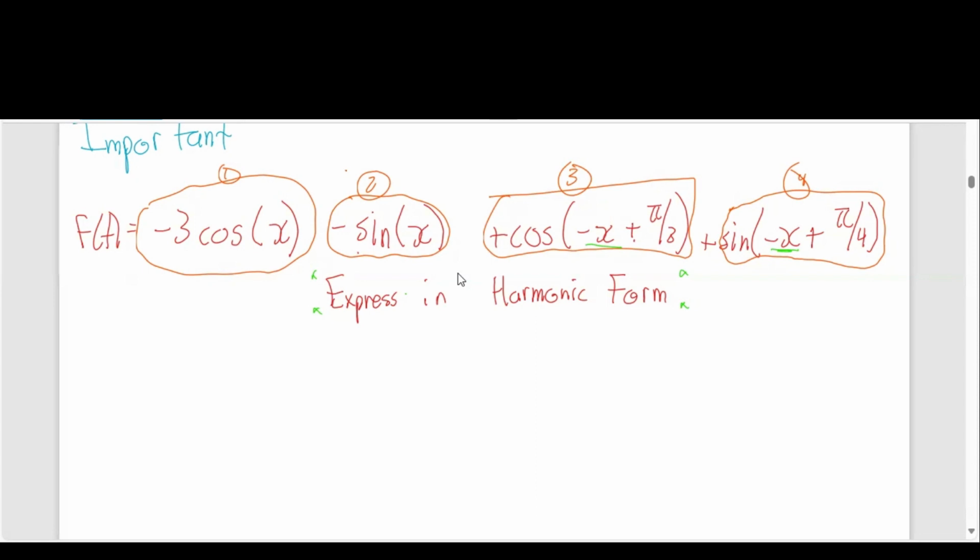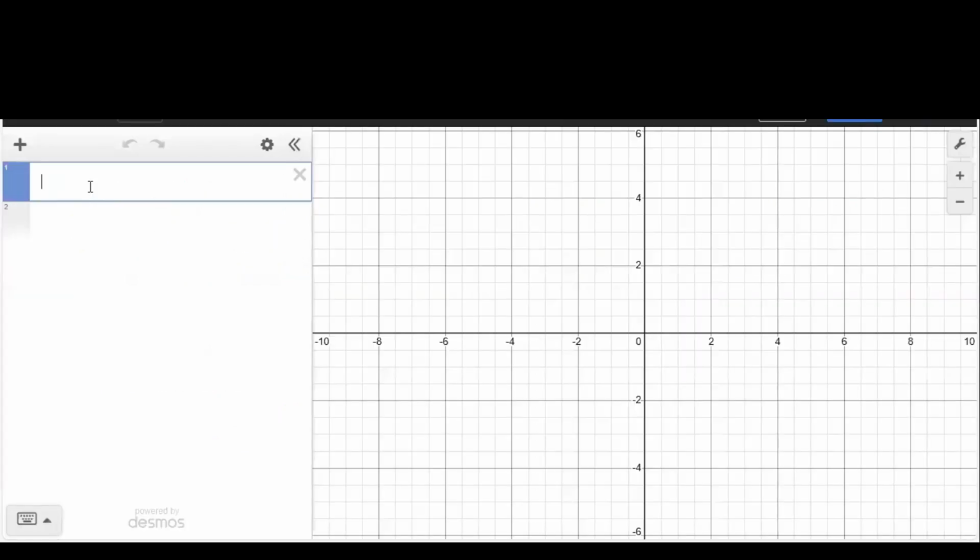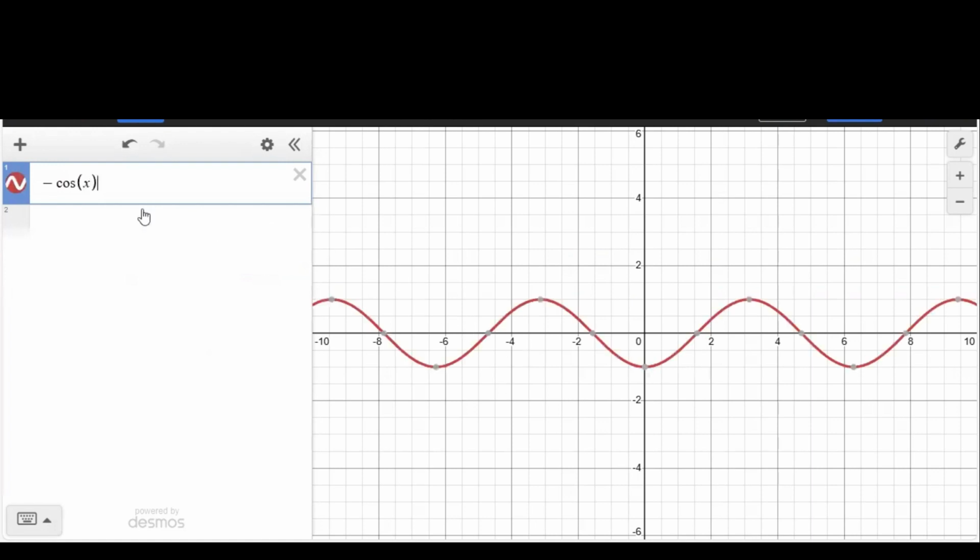So in this case, in number one, we have minus 3 cos x. It's already in cos form, and the x is positive, so that's good. But this minus has to go, so we need to know how to convert. This is converting minus cos x to cos x. We could use Desmos so we could see exactly what we're doing. Right now we have minus cos x, which is this here, and we want to get cos x.